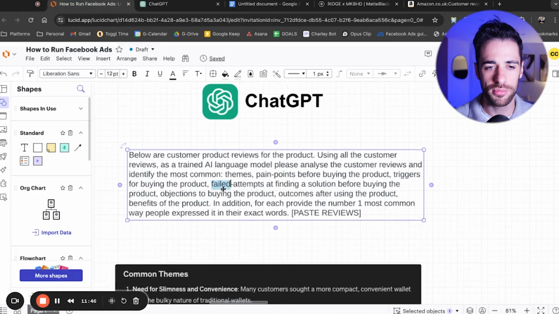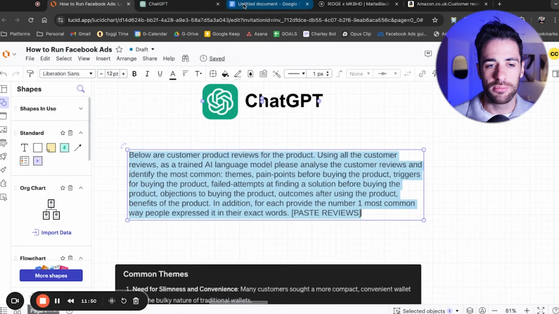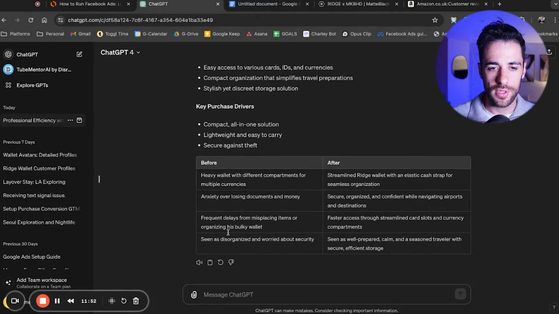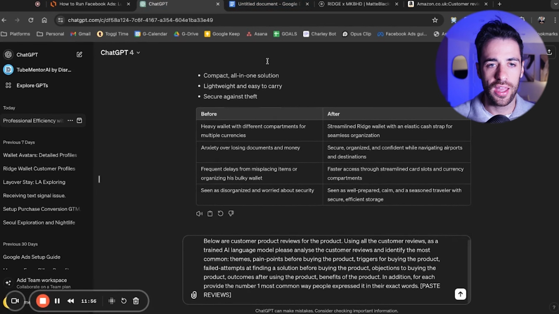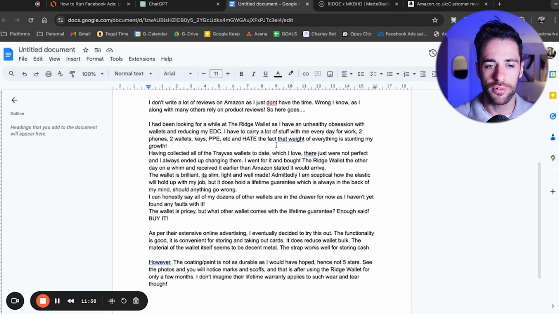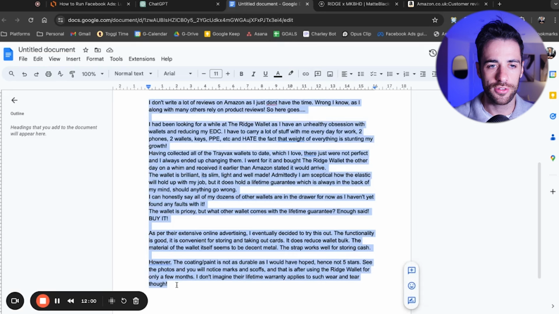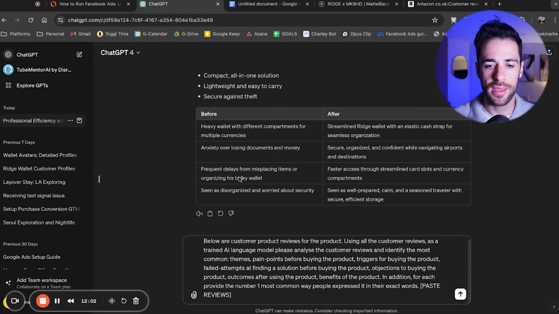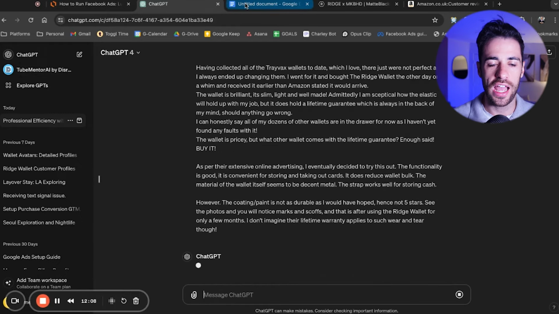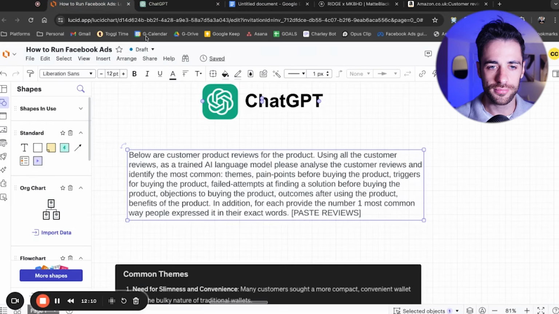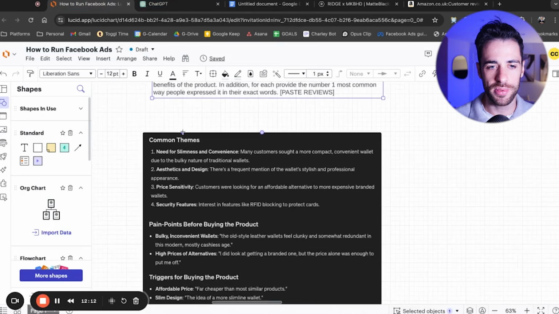I will leave all these prompts in the description, by the way. So copy the second prompt, paste it into ChatGPT, and we're then going to copy the reviews. So let's copy those, and then paste them into this bit where it says paste reviews, right? So paste them, hit enter. That's going to start analyzing the reviews, and it's going to spit out something like this.